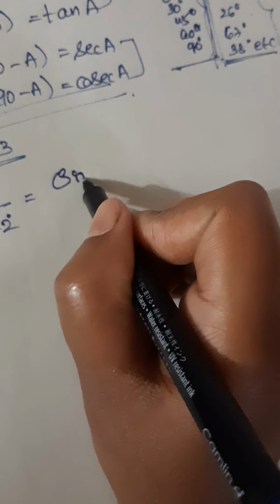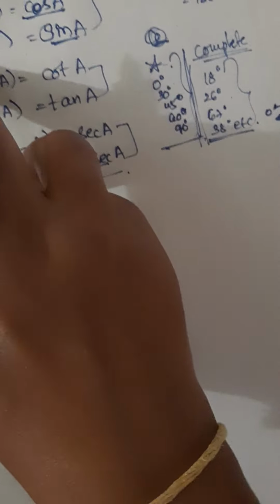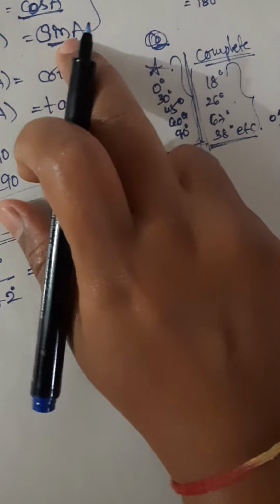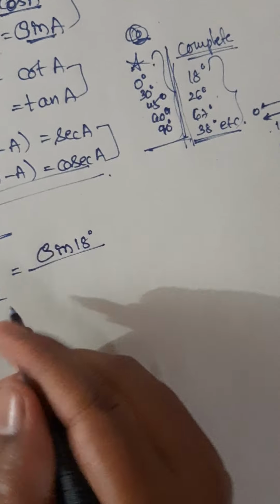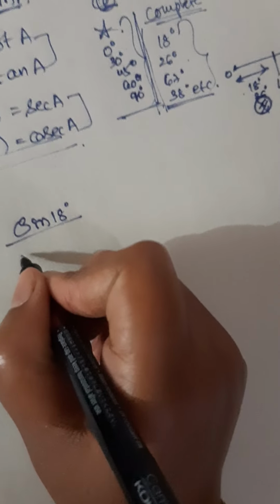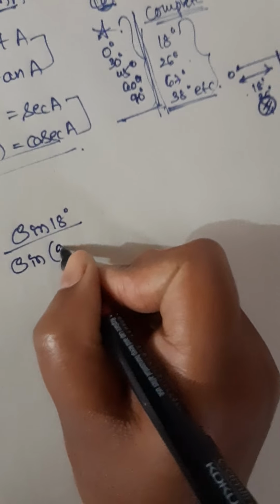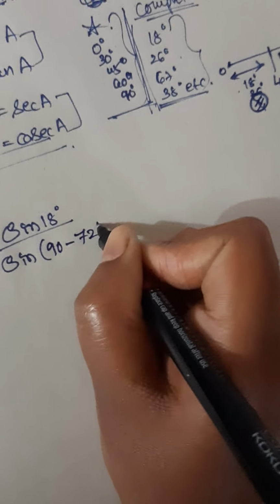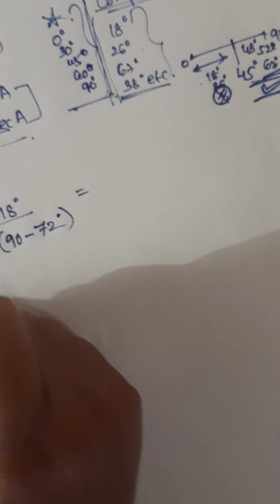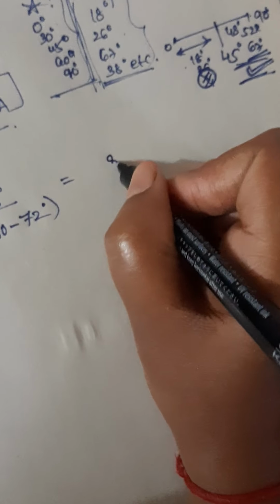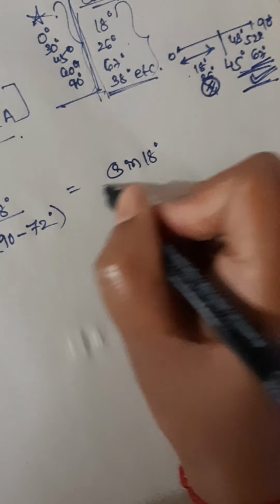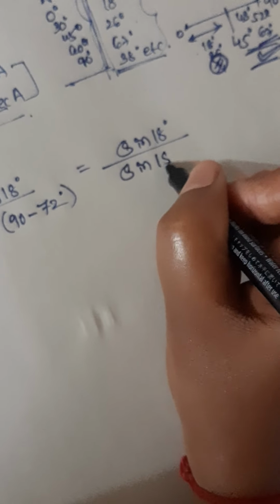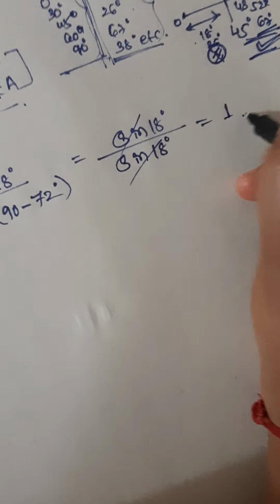I told you before, this sine 18 is less than 45, so keep it as it is. We should not interchange this one. For cos 72, the cos form, cos of 90 minus A, we change to sine. So we change it to sine 90 minus 72. I hope you all are understanding: the cos form we changed into the sine form. So sine 18 divided by sine of 90 minus 72, which is sine 18. Both cancel, and we get 1.